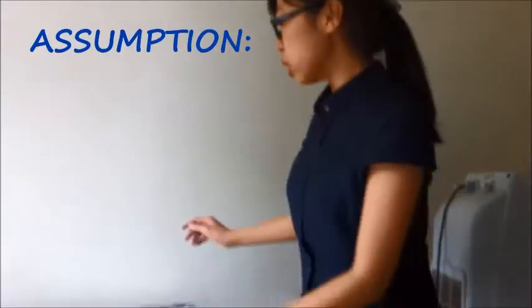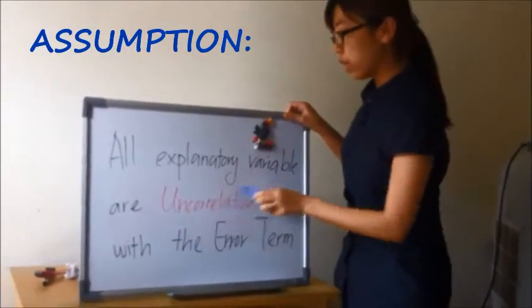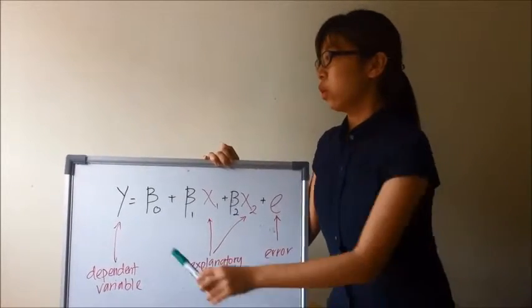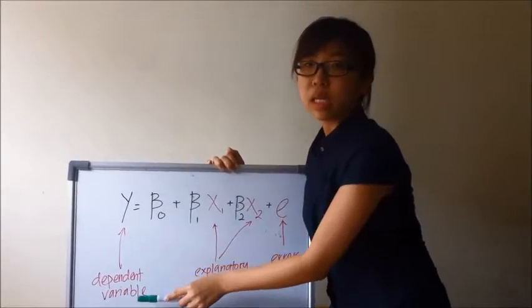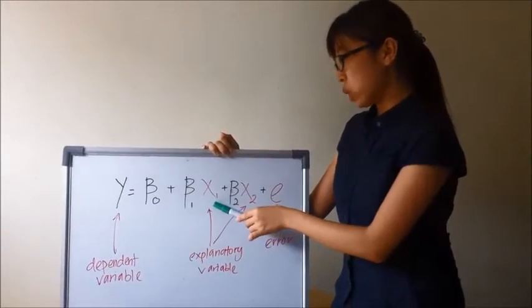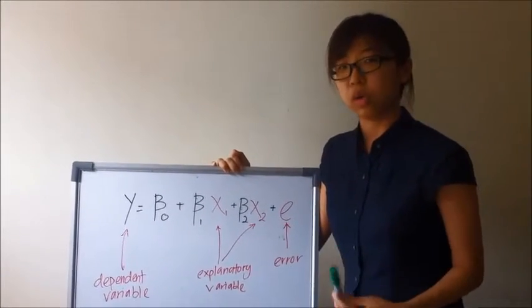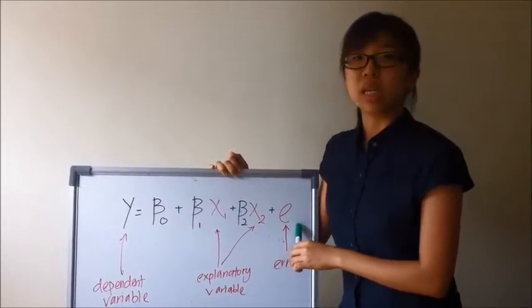Hi, I'm Ryan, and I major in financial engineering. Today I'm given a task to explain the assumption that all explanatory variables are uncorrelated with the error term. Let's imagine there is some variable, y, the variable that you are interested in, which we also call the dependent variable, while S1 and S2 are the explanatory variables that you would like to include in your regression model, which we also call independent variables, while E is the error term.